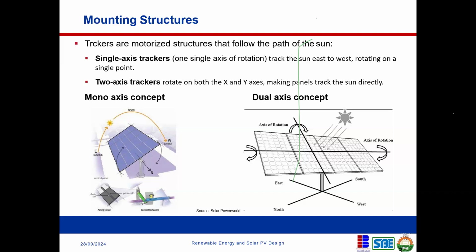So now, talking about trackers, there are two kinds of tracker. There are trackers that move in just a straight line, like south to north or east to west. And there are dual-axis trackers that move in all four directions. So it all depends. But of course, the more directions you have, the higher the extra yield. And of course, this is a mechanical system, which means that it needs regular maintenance. Otherwise, it might also fail.